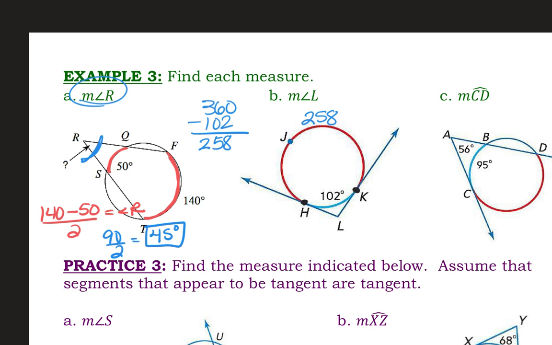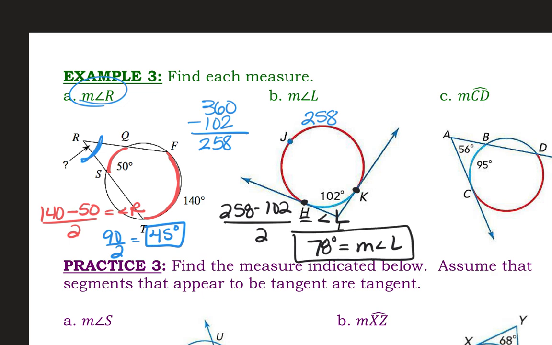So again, it's going to be the major arc minus the small one, or you can even say the big arc minus the small one. So 258 minus 102, divided by 2 gives us angle L. So what's 258 take away 102, divided by 2? Y'all can just give me the final answer. 78 degrees. What was that? 78. 78? Okay.